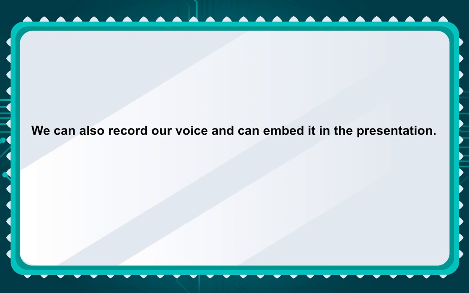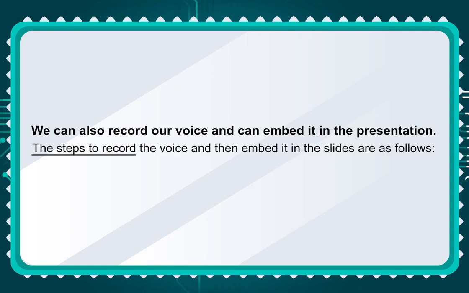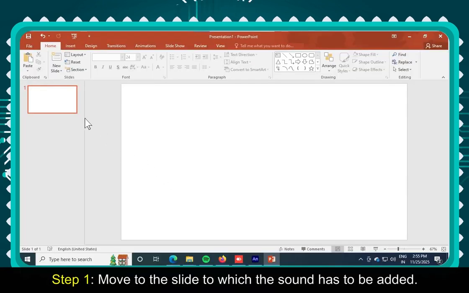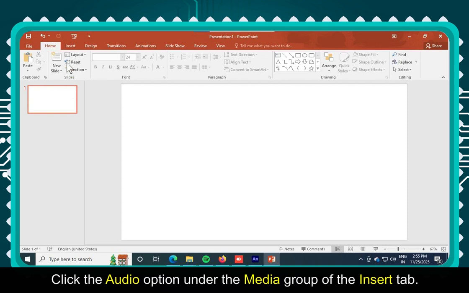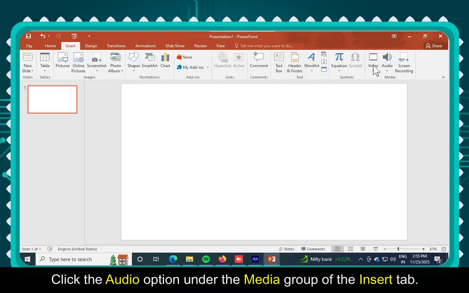We can also record our voice and can embed it in the presentation. The steps to record the voice and then embed it in the slides are as follows. Step 1. Move to the slide to which the sound has to be added. Click the Audio option under the Media group of the Insert tab.